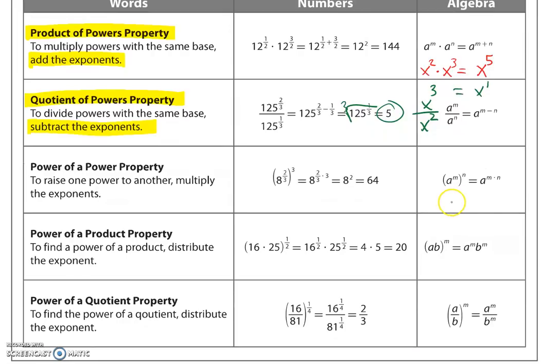For this next one, if we had x squared to the power of 3, we would multiply those exponents and we would get x to the power of 6. So we're going to do the same thing here. 8 to the power of 2/3, all to the power of 3, means I need to multiply those exponents. And when I multiply these exponents, the denominator 3 and the 3 here reduce to 1, and so I just get 8 squared, and 8 squared is 64. So power of a power property, we multiply the exponents.